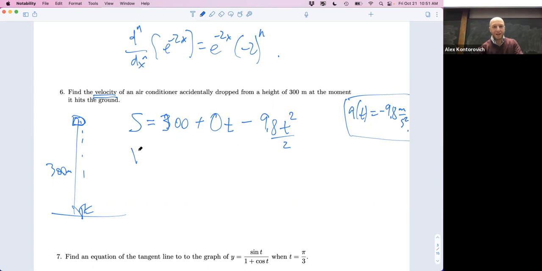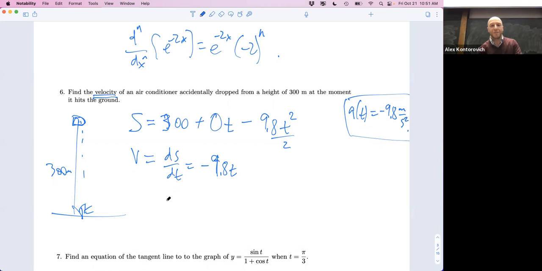So the velocity is the derivative of position. If I differentiate this, the 2 comes down, kills this 2. It's just negative 9.8 t. So the only question is, how long does it take for that air conditioner to fall? That'll tell us the speed at which it hits the ground. So how long does it take the air conditioner to fall?